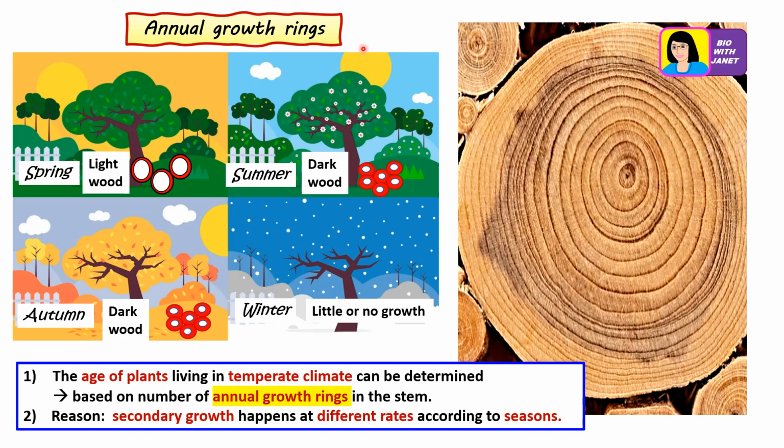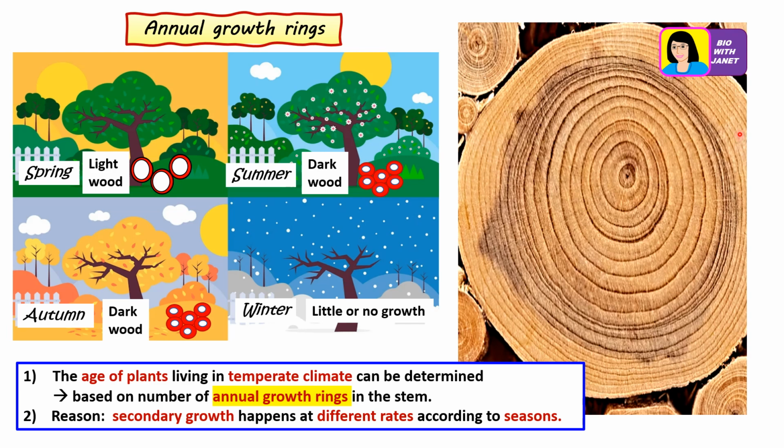Right, so annual growth rings. Now, in temperate countries, there are 4 seasons: spring, summer, autumn, winter. This is unlike Malaysia, where we have a tropical climate and there are no 4 seasons. There are no seasons here, and the climate is more or less consistent throughout the year. Now, the age of plants living in the temperate climate can be determined based on the number of annual growth rings in the stem.